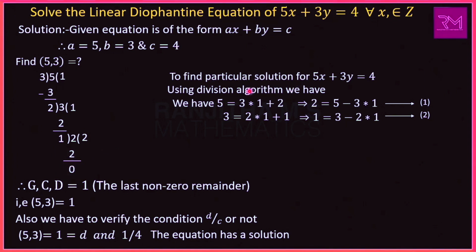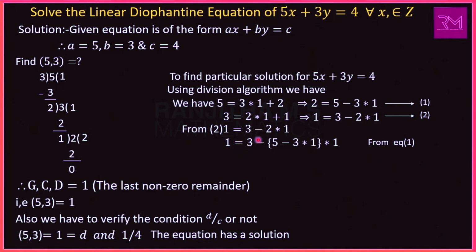To find the particular solution for the given linear Diophantine equation, we have to use the division algorithm method. Next step, take equation number 2. From equation 2 we have 1 is equal to 3 minus 2 into 1. We have to substitute for 2 as 5 minus 3 into 1. So consider equation 2 and substitute the value of 2 with the help of equation number 1.